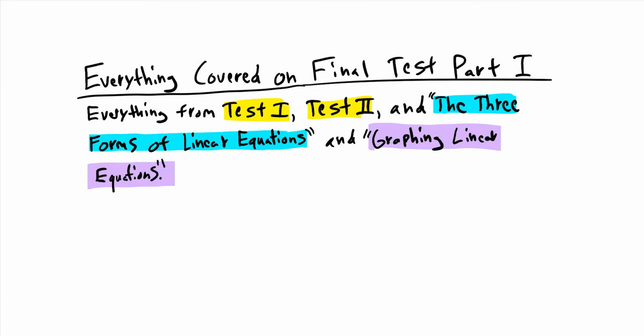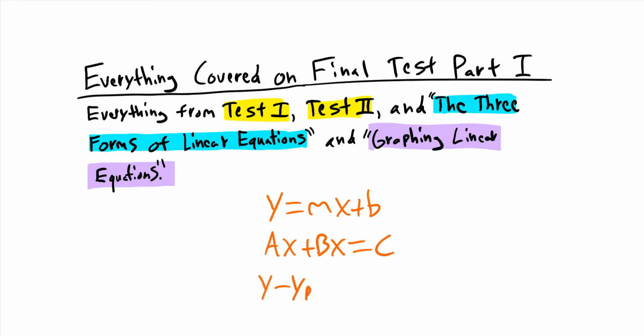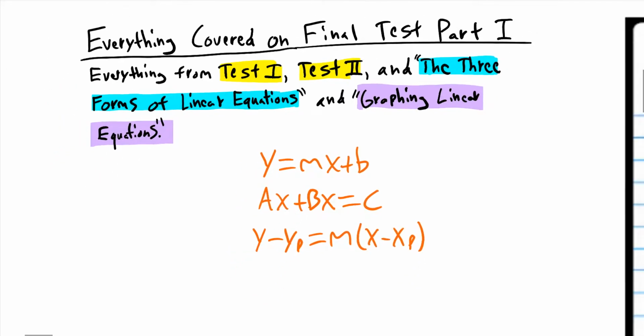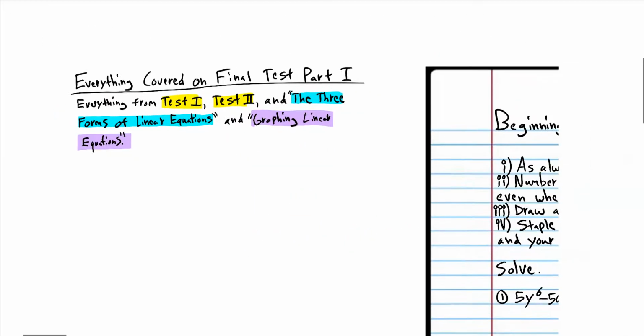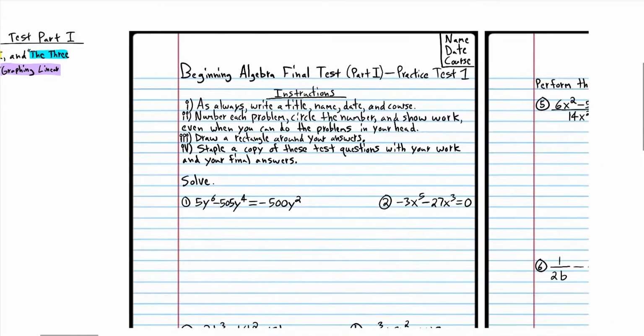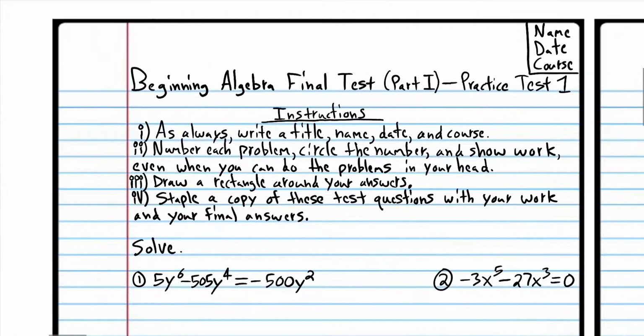So you need to know the 3 forms. For example, slope-intercept form, standard form, and point-slope form. You need to know how to use those forms to graph equations. So I'm going to ask you to use the different methods. Remember, we learned 4 methods for graphing linear equations. So you're going to have to know those. So that's test number 1, or part 1 of the final test.